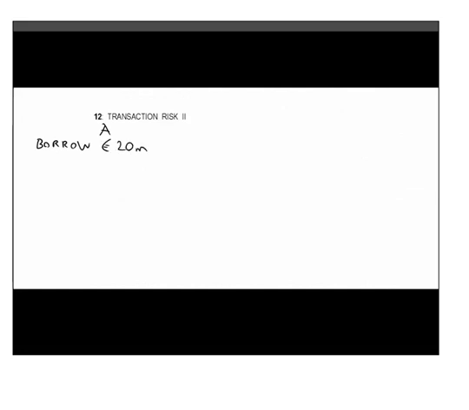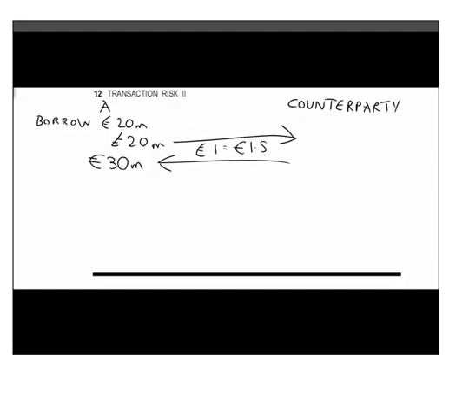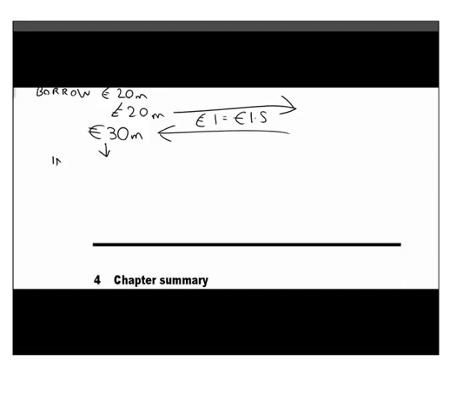What they're then going to do is exchange that debt with the counterparty, so they then pay the £20 million over to the counterparty in exchange for 30 million euros. Because remember, the exchange rate in operation is 1.5 euros to the pound, so the £20 million is going to be equivalent to 30 million euros. They then take that 30 million euros and they use it to invest in France. So that will fund their French investment.